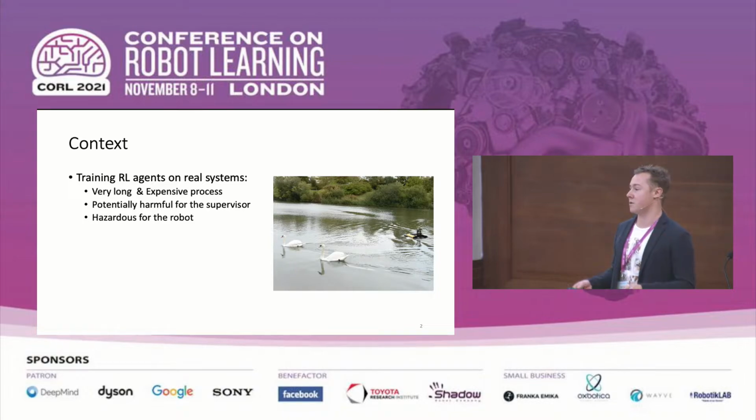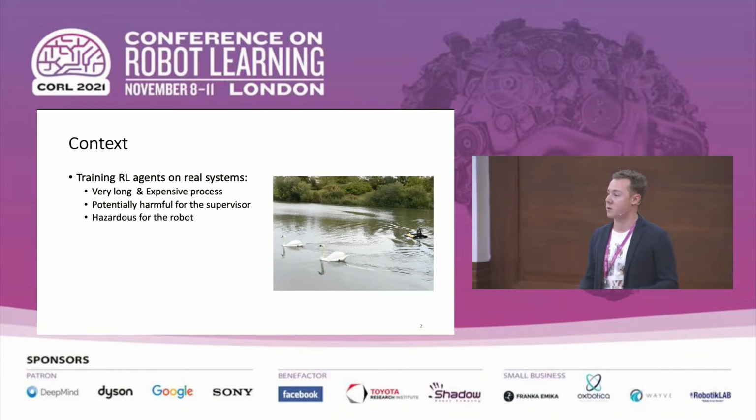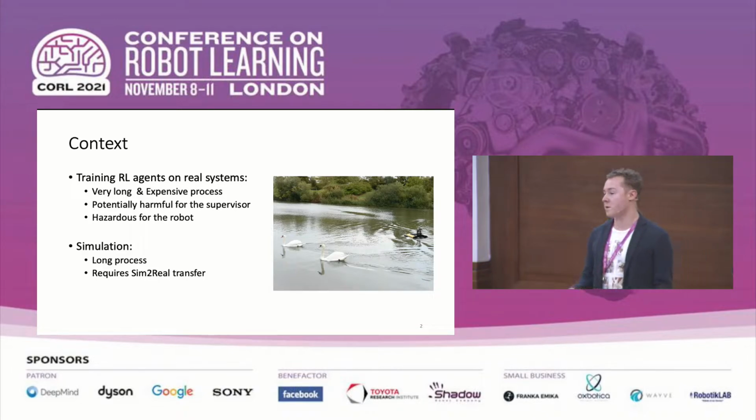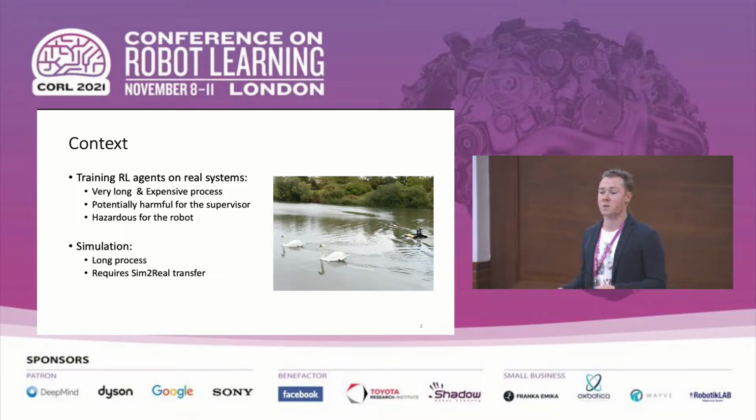Then we have other issues, like needing to watch the robot while it's evolving in its field and learning. We need to make sure it's not going to harm the supervisor or damage itself. An obvious solution to that is to use simulation. But still, simulation is a relatively long process. And then we have another issue: how do we transfer from that simulation to the real world? With boats, for instance, this can be troublesome because the dynamics are quite complex.